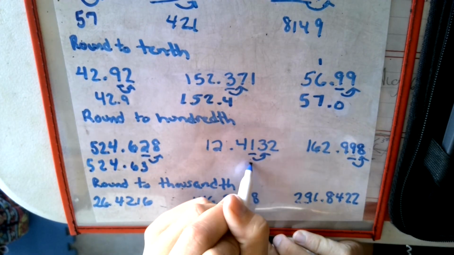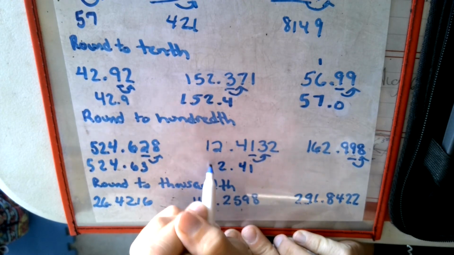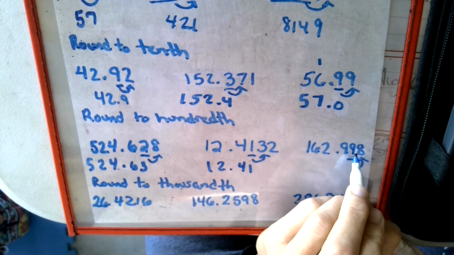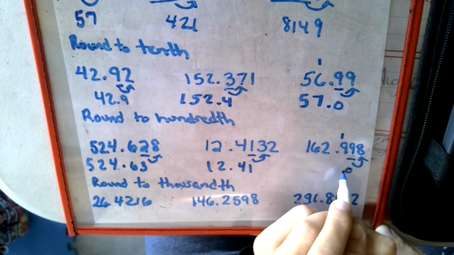1 looks to the 3 and it says, leave me alone. So the underlined digit stays the same and everything in front of it changes. 9 looks to the 8 and says, make me bigger. So the 9 becomes a 10. I put the 0, I carry the 1. 9 plus 1 becomes a 10.